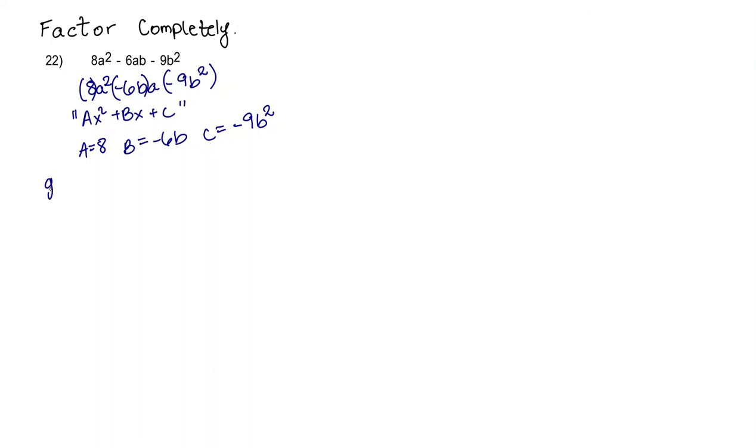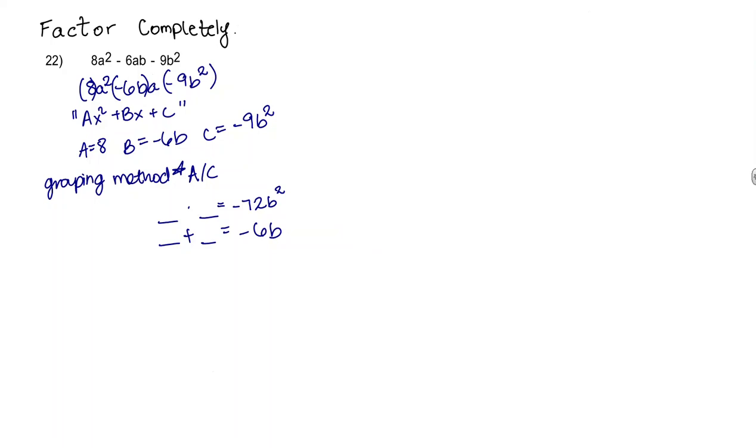So I'm going to use the grouping method to factor this, which is also called the AC method. And that's because the first thing we're going to do is get our A and our C and multiply them together. So 8 times negative 9b squared is negative 72b squared. So I'm going to try to find two numbers that multiply to make negative 72b squared, which are the factors. And then those two numbers will also have to add up to create this middle term, which is the b, which is negative 6b in this case.